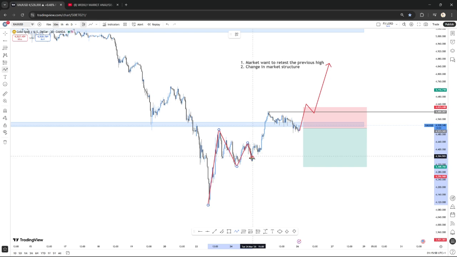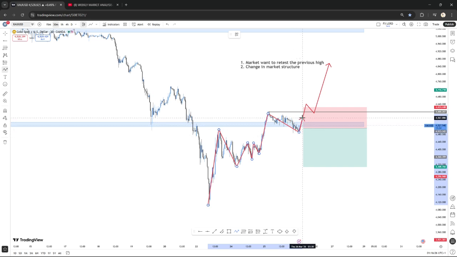Then it created a high, and created a higher low. Why is it a higher low? Because this low is higher than this previous low. Now after that, it created an equal top and created another higher low. You see that this low is higher than this low, and this low is higher than this low. So market is creating a high, and now it's creating a higher low, a low higher than these previous lows.